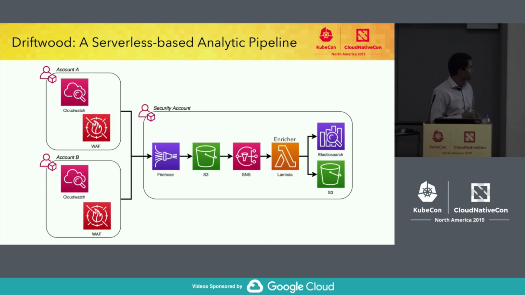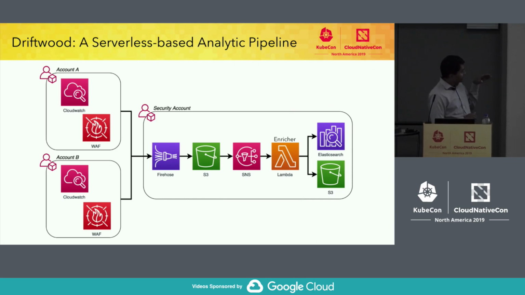When the log is written, AWS Lambda takes it and enriches it. I'll show you what kind of enrichment we do. Then it stores it in Elasticsearch, and a copy of the enriched data is also stored inside another S3 bucket for alerting purposes.